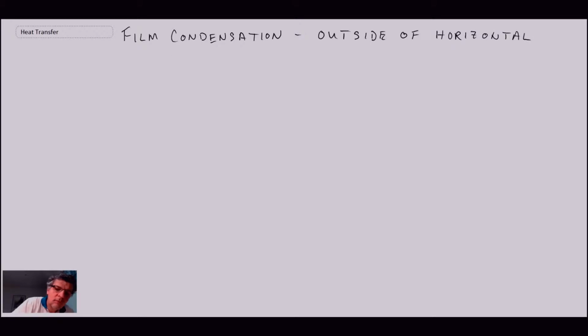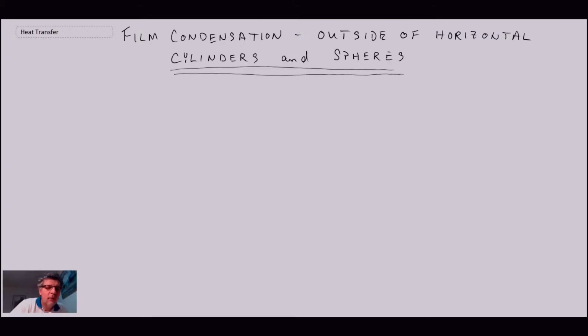We're now going to take a look at the case of film condensation on the outside of horizontal cylinders and spheres. So the correlation that we'll be using is one that follows the correlation that was developed by Nusselt for the vertical plate.